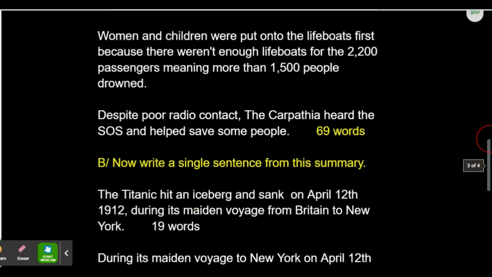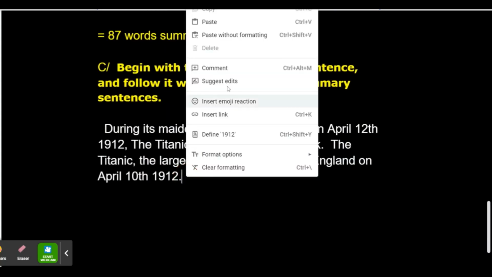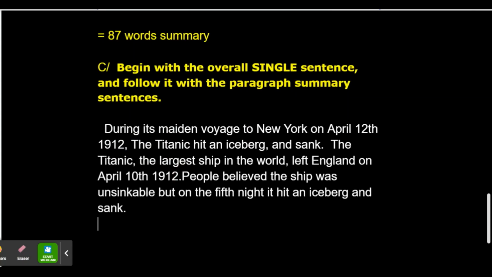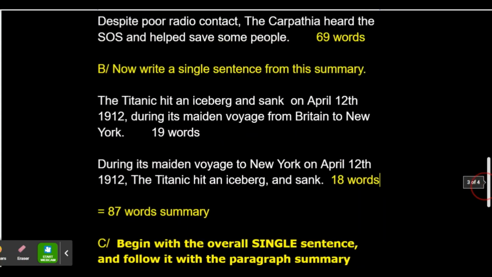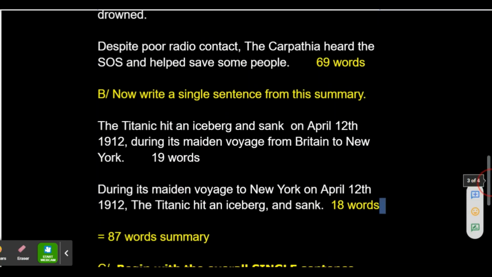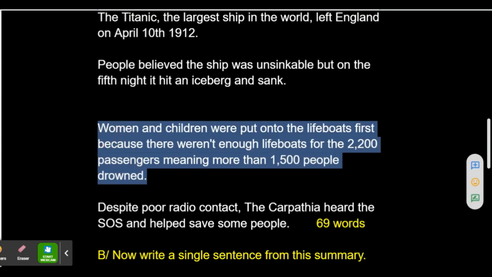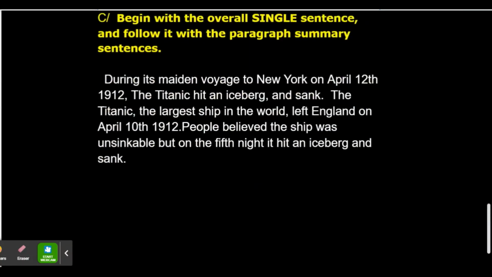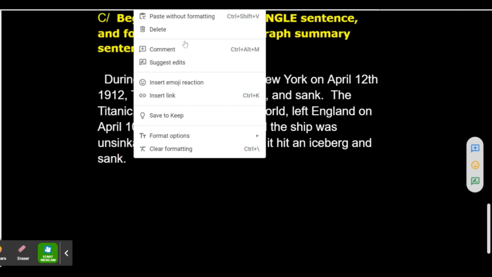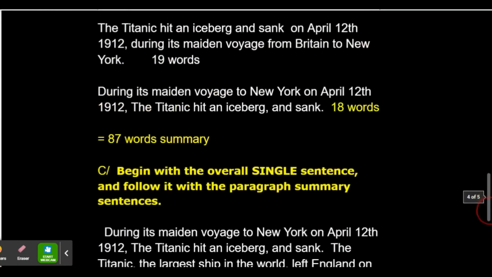And now I'm building up my sentences. They're not in a list anymore. I'm creating a paragraph. And because I started with the first overall sentence, that becomes my topic sentence. So now I need the next section. After the people believed, I'm on women and children. I'm going to copy that. And I'm almost done doing my summary paragraph now, but I'm not finished in terms of how I write a summary. There's one more step.